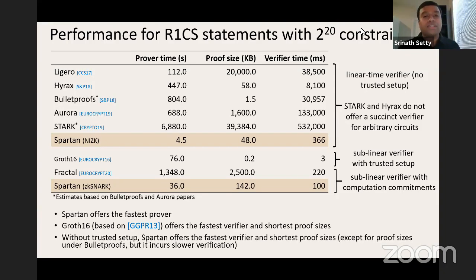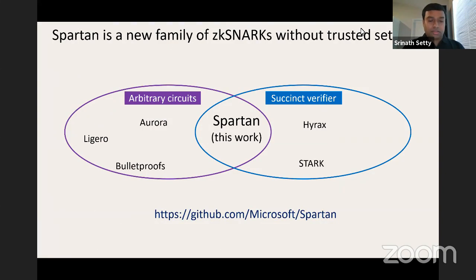But if we focus on schemes that do not require a trusted setup, Spartan offers the fastest verifier and shortest proof sizes. The only exception here is the size of the proof under Bulletproofs, but Bulletproofs incur slower verification both asymptotically and concretely. With that, I can take questions.